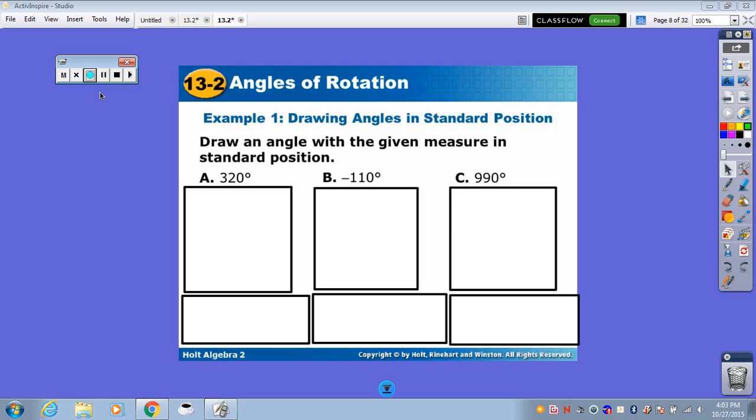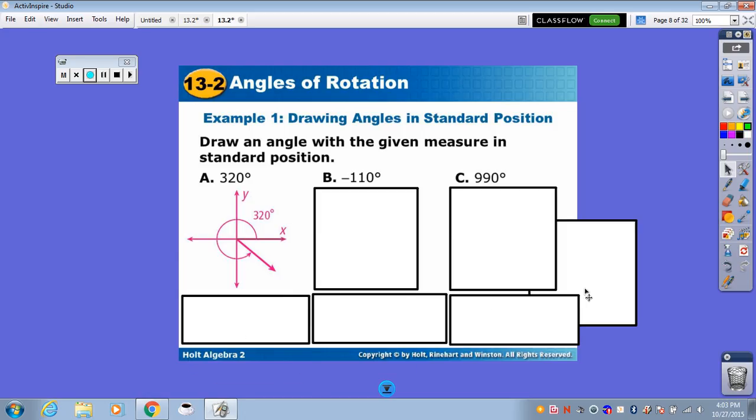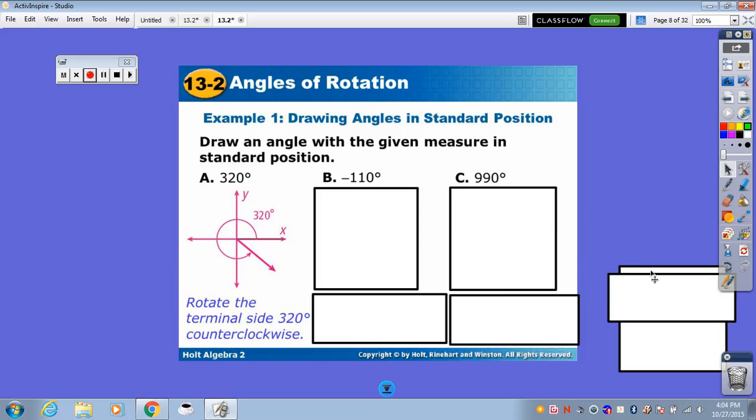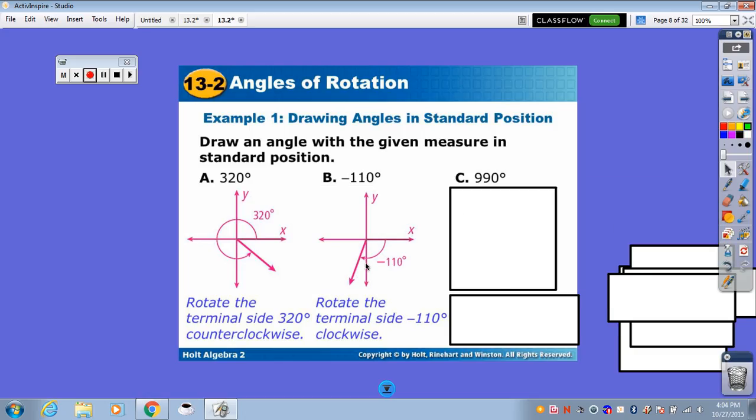Letter A has an angle of 320 degrees. When we draw that angle, we find that we're moving in a counterclockwise direction. Our terminal side will be in the fourth quadrant of the coordinate plane, and it looks like that. For negative 110 degrees, we are going to move in a clockwise direction. The terminal side will move almost halfway around. We're actually just out past 90 degrees on the lower part of this coordinate plane.